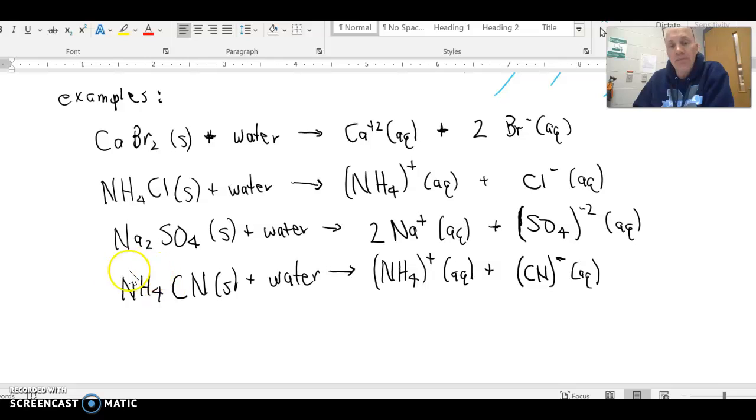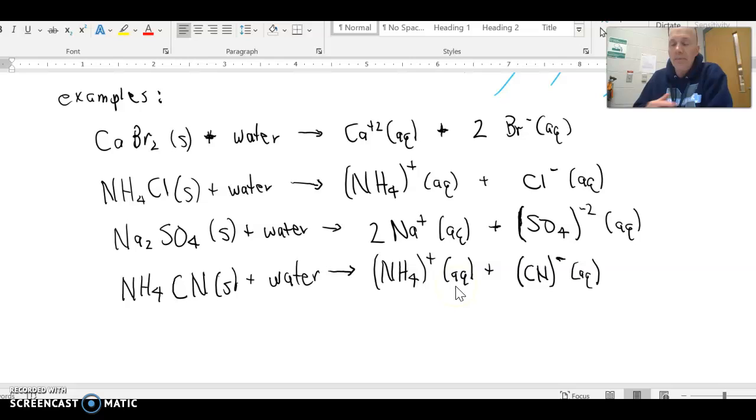The last combination would be if both your positive and your negative ion were polyatomic ions. An example of that would be ammonium cyanide, where this is your ammonium group that's got a +1 charge. This is your cyanide, which has got a -1 charge. And when that breaks apart, you're going to generate one of each of those.